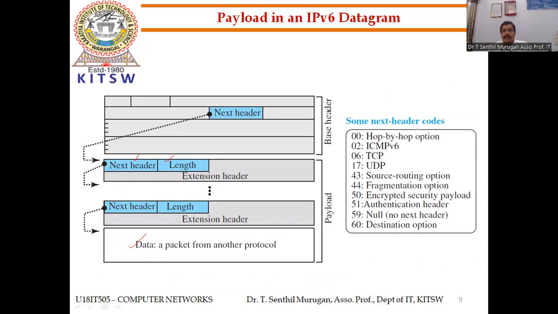So these are some next header codes. What is the next header? If the code is like this: 00 means hop-by-hop option, 02 means ICMPv6 option, 06 means TCP, 17 means UDP, like that. These options will be represented there.